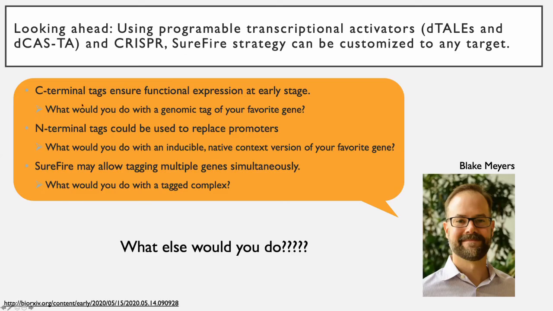And so some of the things that we've been talking about is, well, using these C-terminal tags, we can ensure functional expression at that early stage. That's certainly a time-saving advantage. So what would you do with a genomic tag of your favorite gene? Using N-terminal tags, it should be possible to replace promoters. So what would you do with an inducible native context version of your favorite gene? And also we think that using this technology, it should be possible to tag multiple genes simultaneously. So what would you do with a tagged complex?